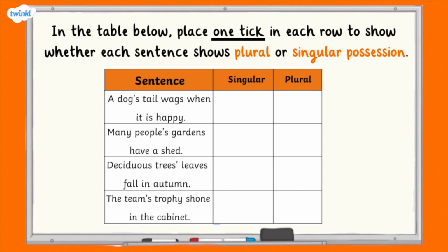This question asks you to consider whether the sentence in the table contains singular or plural possession. Place one tick in each row. You may wish to write your answer down on a whiteboard or a piece of paper, or you may just wish to say your answer out loud. Pause the video now and hit play when you're ready.